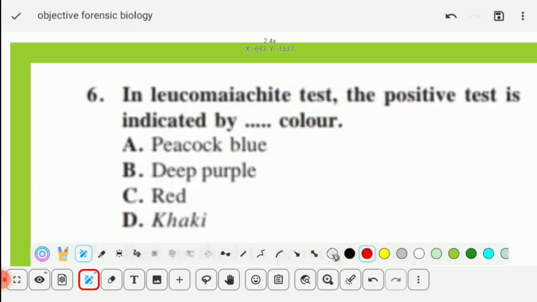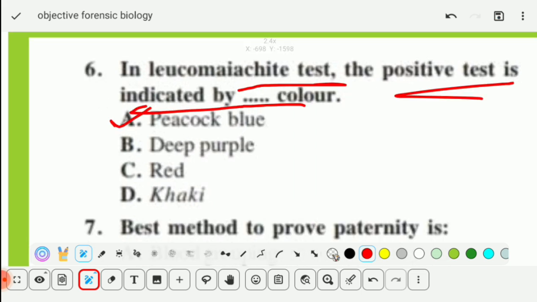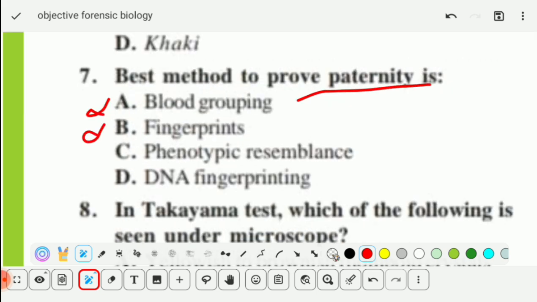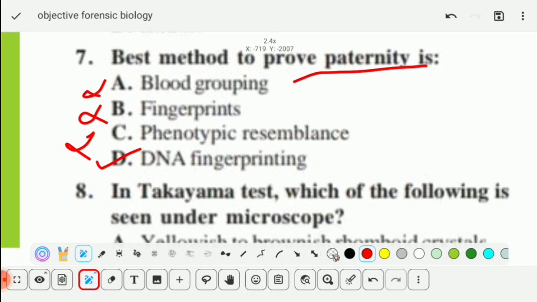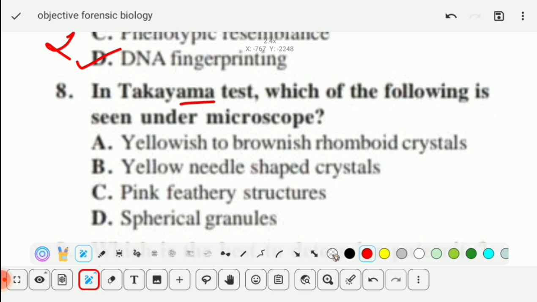The next question is a continuation of the previous question. Leucomalachite test is a kind of presumptive test or screening test. This test gives you peacock blue color. Fine. Then the best method to prove paternity: blood grouping is of no use, fingerprinting is not even of much use to prove paternity, nor is phenotypic resemblance. So the answer is DNA fingerprinting. This is the best method known so far in order to prove paternity.